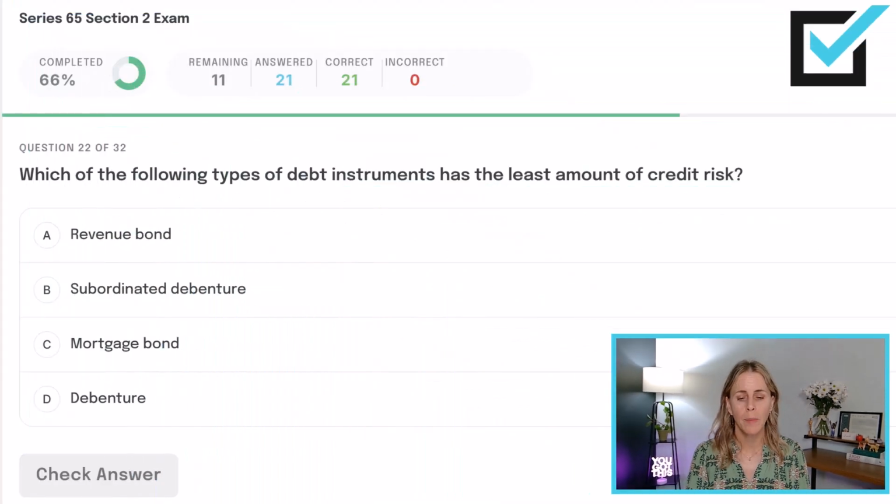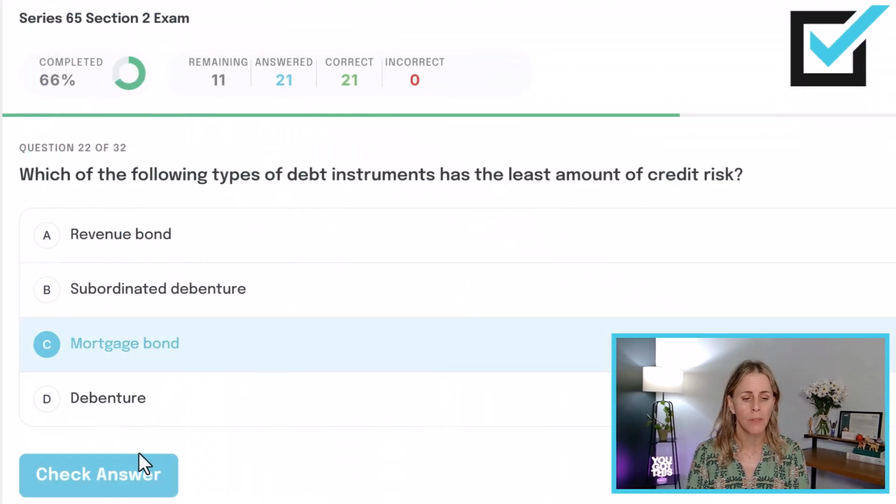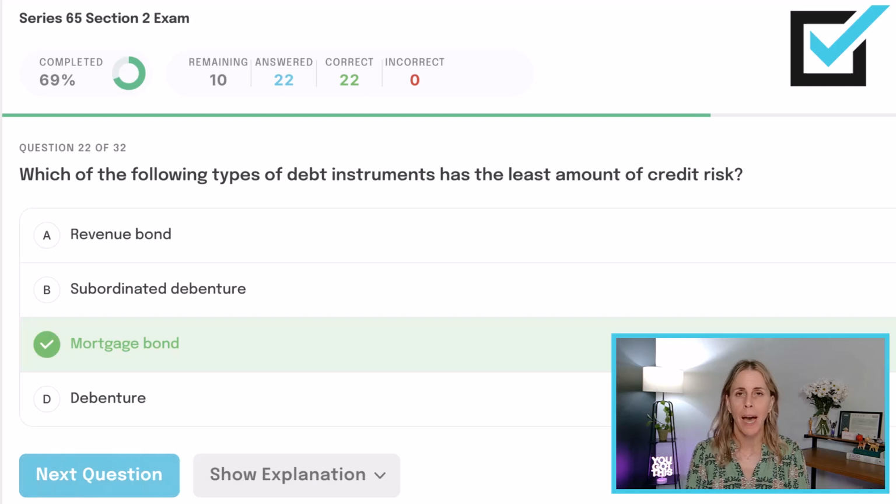Which of the following types of debt instruments has the least amount of credit risk? Revenue bond, subordinated debenture, mortgage bond, debenture. Are any of those a type of secured bond? Yes, the mortgage bond is the most common type of secured bond. That means that it is backed by land or buildings owned by the corporation that issued the debt, held in trust. In the event of a corporate liquidation, the building or the land is sold off to pay the bond holder. So a mortgage bond has the least amount of credit risk of those.